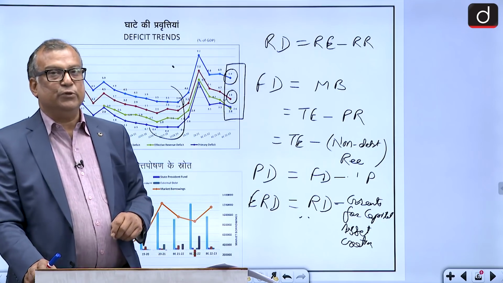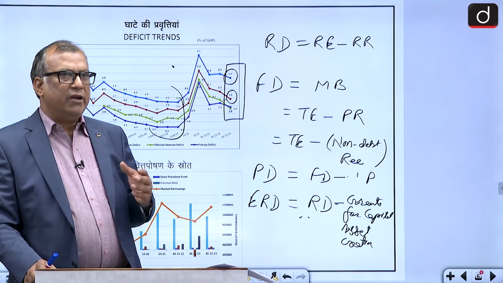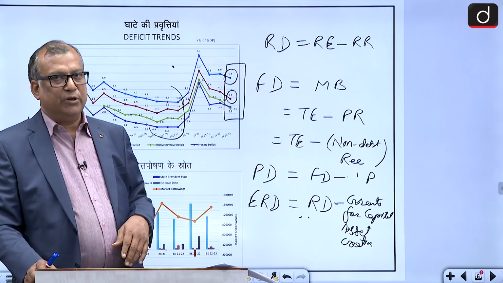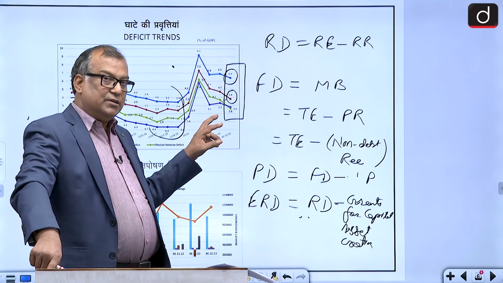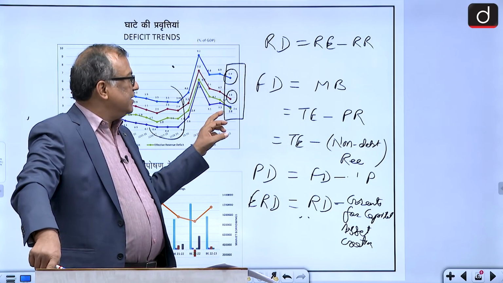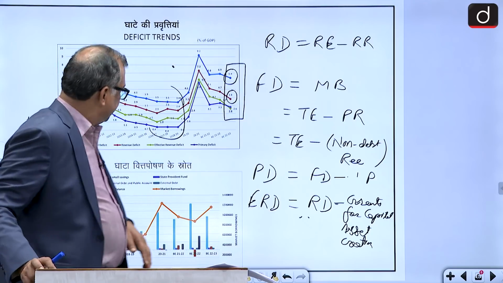But next year effective revenue deficit will be lowest, number 4 in the deficit count. FD and RD would of course be number 1 and number 2. So, effective revenue deficit and PD are swapping their ranks. Here is a scope for question. You just have to be particular about it.